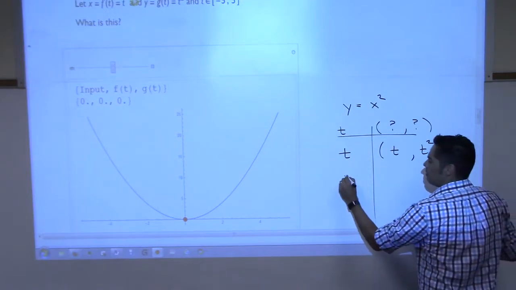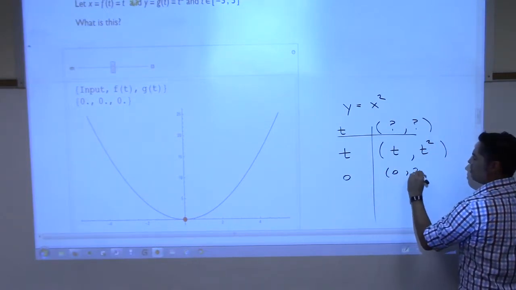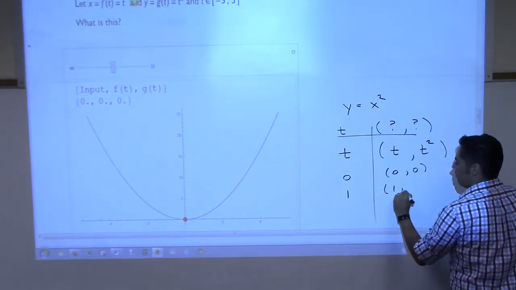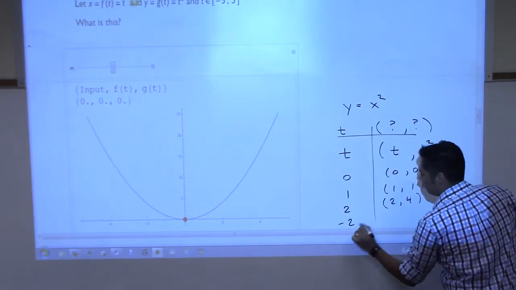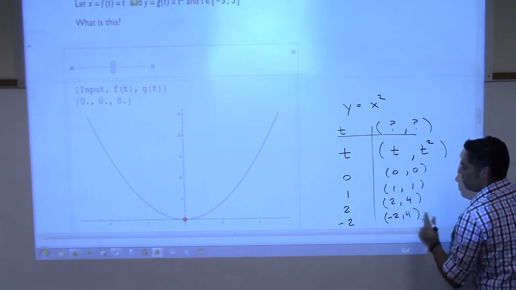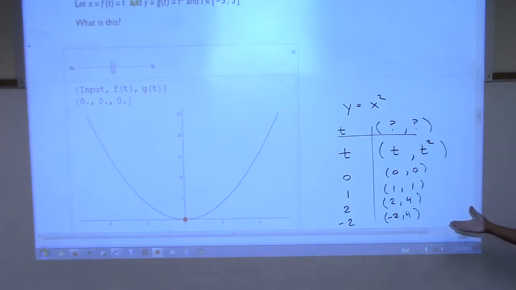As we let t be 0, let's put examples in here. We get 0, 0. Plug in 1, we get 1, 1. Plug in 2, we get 2, 4. Plug in negative 2, we get negative 2, 4. You see, it's going to draw the same curve. And this works for any traditional function that you've dealt with in the past.